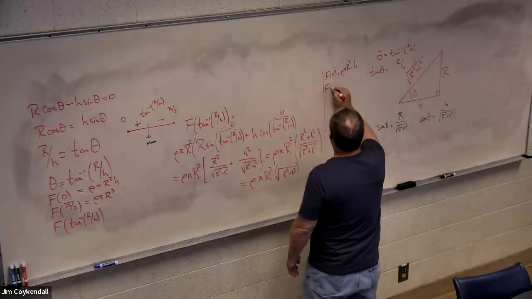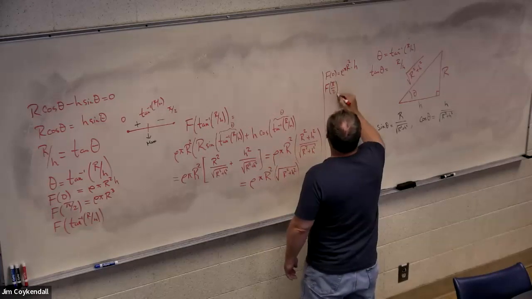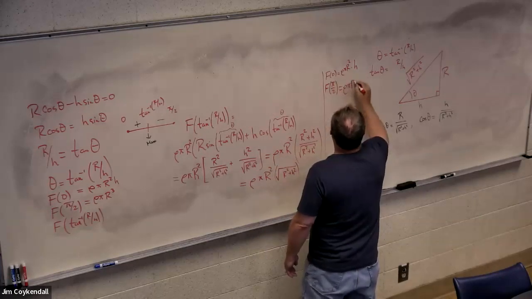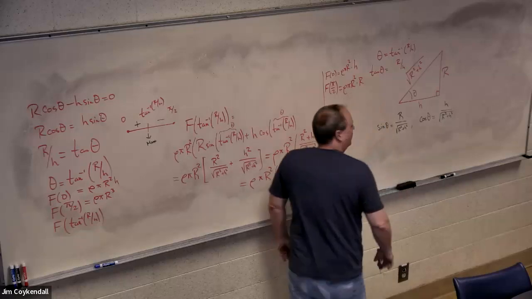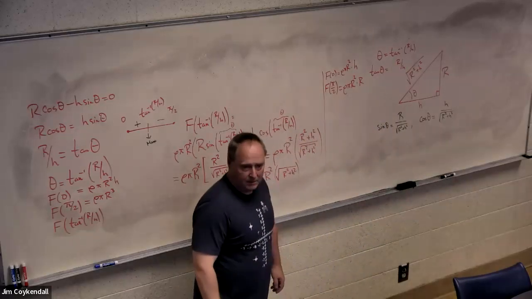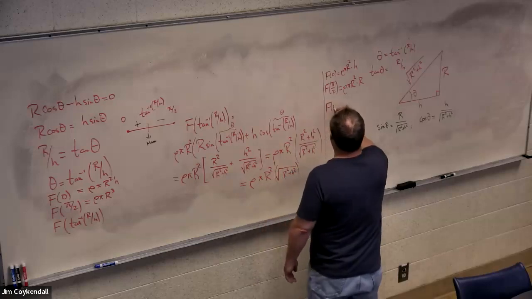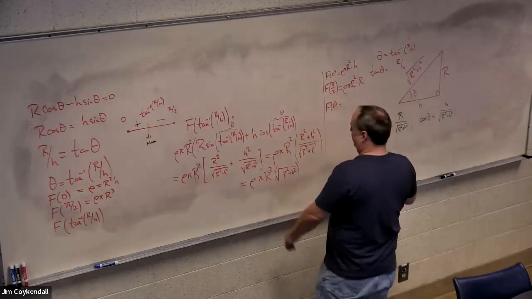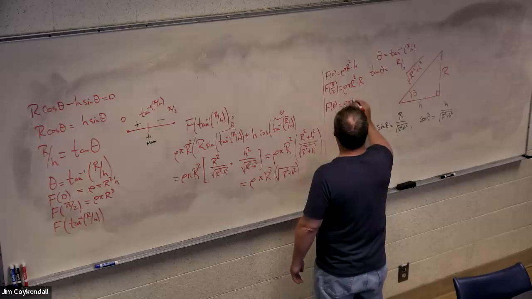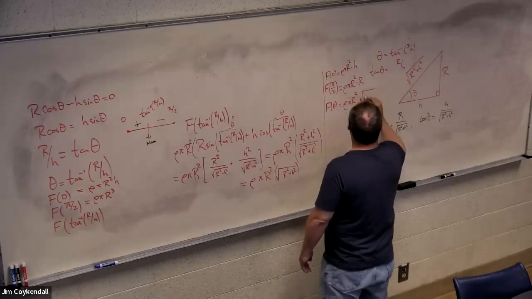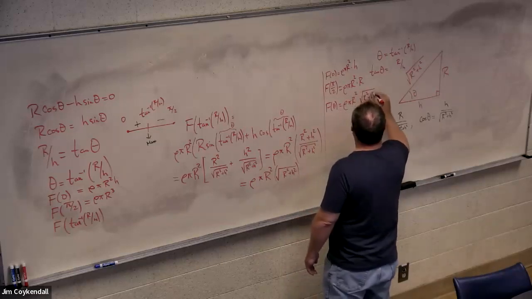F of pi over 2 is rho pi r squared times r, writing out the r cubed dramatically. Right? And this one, f of theta, this middle, is rho pi r squared times the square root of r squared plus h squared.